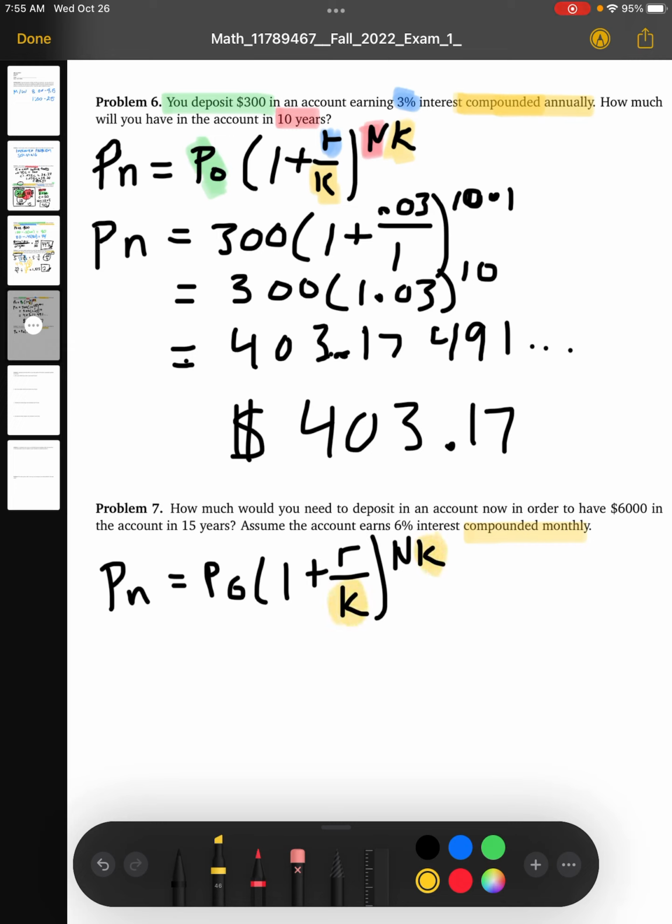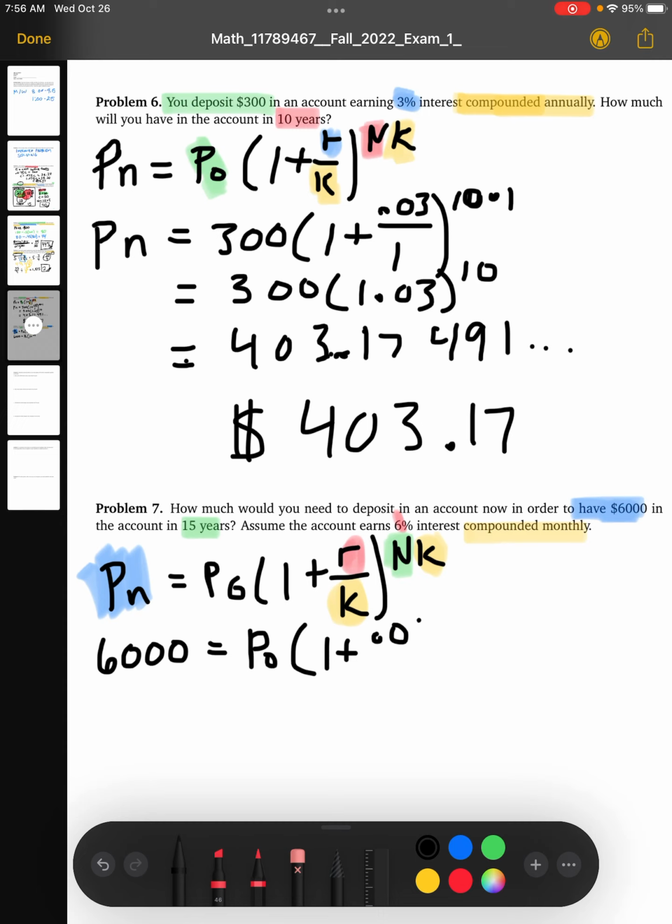So notice what we don't have filled in. What we want to know is actually this PO, right? That's what we're trying to find in the problem. Don't worry, just plug in what we have, all right? So we have $6,000 is equal to PO times 1 plus 0.06 divided by 12 raised to the 15 times 12.